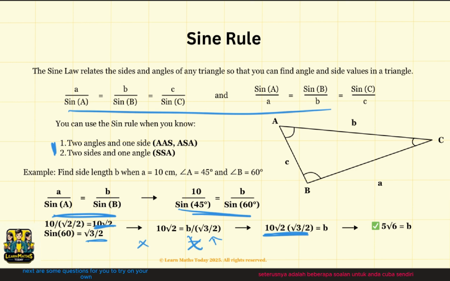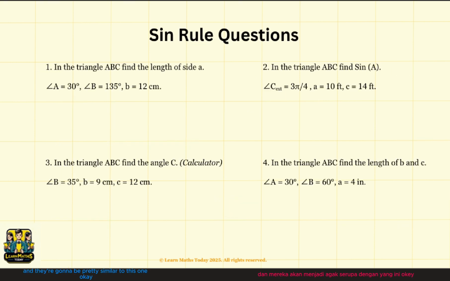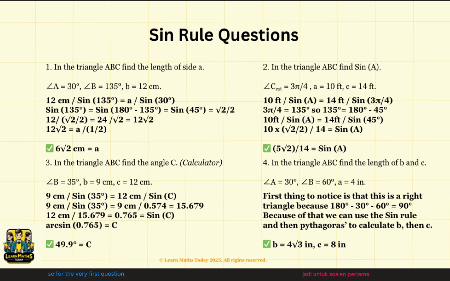Next are some questions for you to try on your own, and they're going to be pretty similar to this one. Okay, here are the sine rule questions that I've provided, and then on the next slide, as usual, I will go over them. Okay, so for the very first question, I ask you guys to find the side length of A, given that the angle A is 30 degrees, the angle B is 135 degrees, and then the side length B is 12 centimeters.